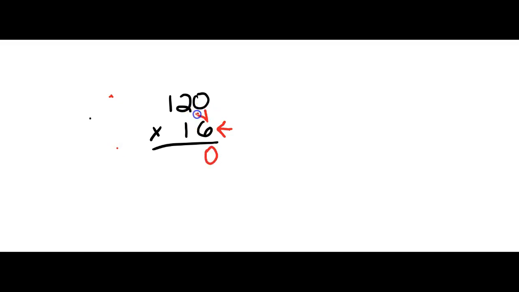Now I'm going to move over to the 2. 6 times 2 is 12. Put down the 2, carry the 1 and circle it. 6 times 1 is 6, plus 1 is 7. My first piece is 720. I'm done with the 6, so I'm going to cross it off.